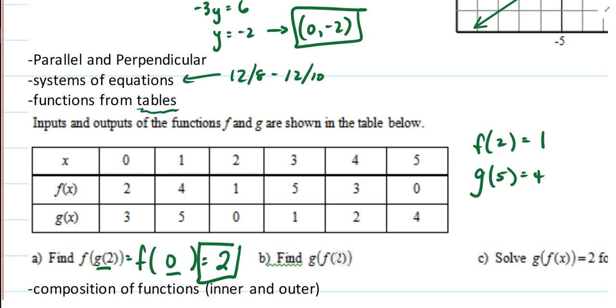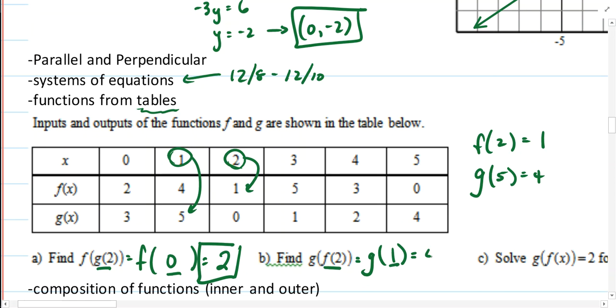If I reverse the order, g evaluated at f of 2, I start with the f function and evaluate it at 2. So that result is 1. So I'll evaluate g at 1, because g evaluated at f of 2 is the same as g evaluated at 1. f of 2 is the same as the number 1. So now g evaluated at 1 is equal to 5, and we can say that g of f of 2 is equal to 5.